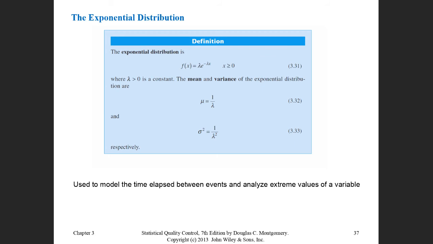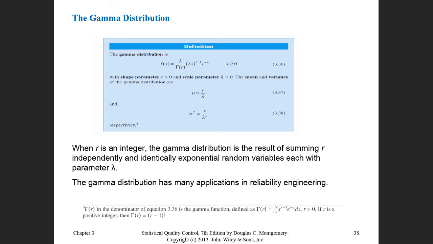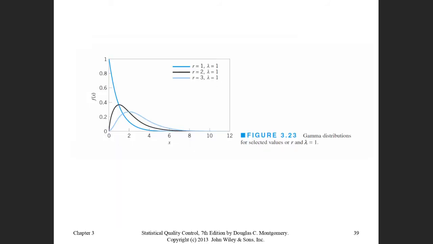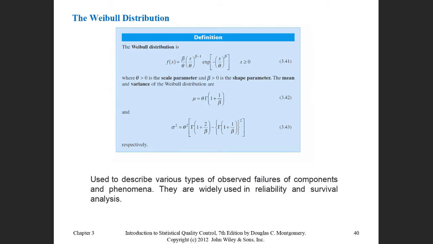The exponential is usually used for analyzing extreme values, so it is opposite to the normal. The gamma distribution is also one of the distributions used for reliability. And the Weibull distribution is also used for reliability and survival analysis, and also for failures of components. You have seen many distributions, maybe a couple of distributions talked about reliability and failure.